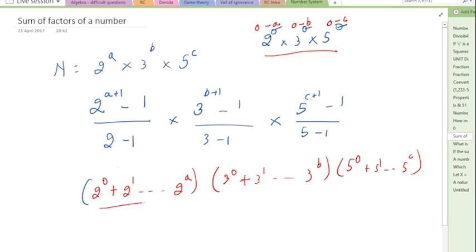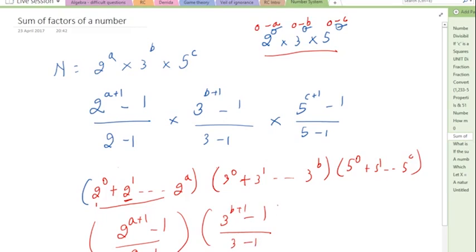Those who have done geometric progression know how to add this. It's a geometric progression where the first term is 1, the common ratio is 2, it's getting multiplied by 2, and the number of terms is A plus 1. So when you sum it, it becomes 2 to the power A plus 1 minus 1, by 2 minus 1. And then you multiply it by this sum, which is 3 to the power B plus 1 minus 1, over 3 minus 1. It's again a geometric progression. And 5 to the power C plus 1 minus 1, over 5 minus 1.